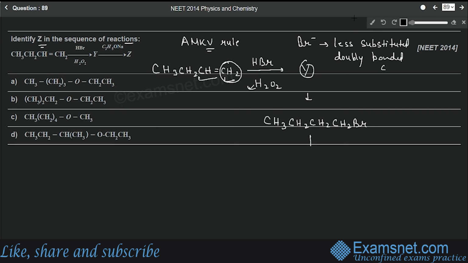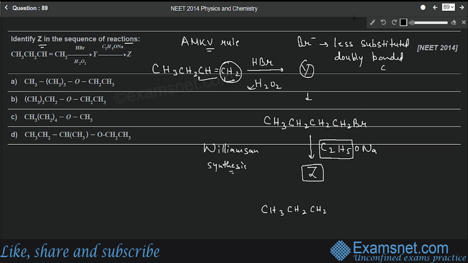Now this product Y is reacting with sodium ethoxide C2H5ONa to give the product Z. So we have to identify this product Z. So this reaction is Williamson synthesis. And it leads to the formation of an ether. Okay. So this ethyl group C2H5 will get added here. So the product Z is CH3, CH2, CH2, CH2O, C2H5.